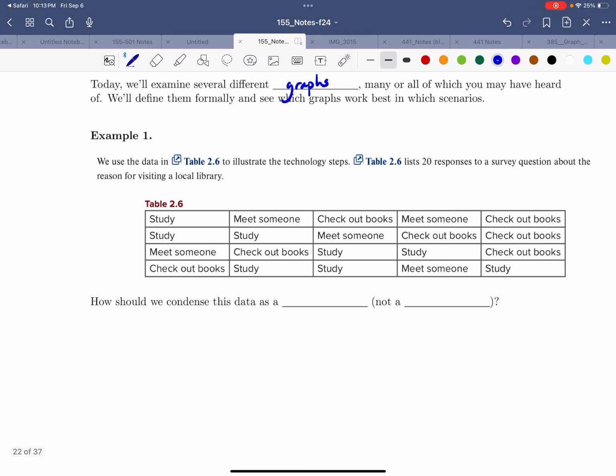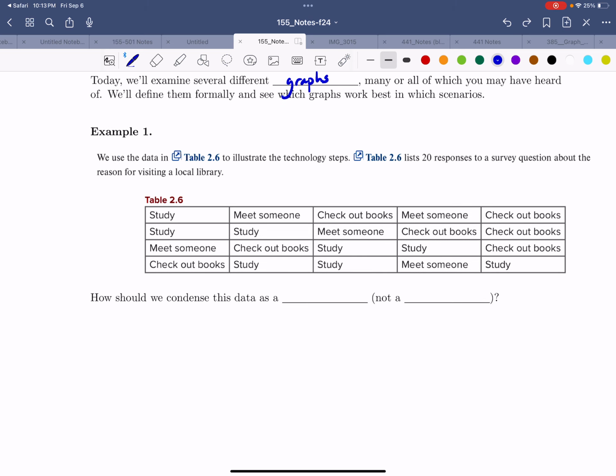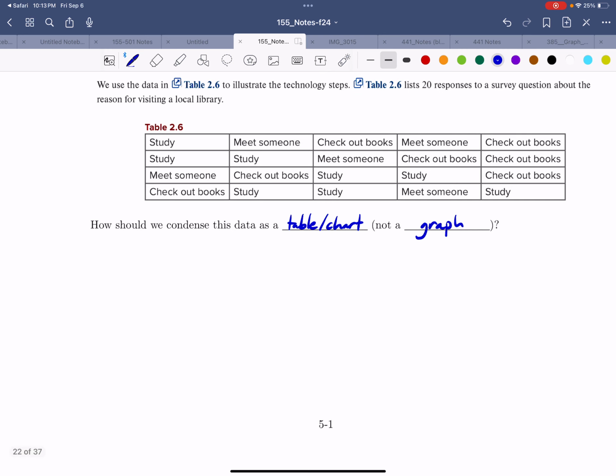But before we get to graphs, we're going to start with something even more basic, like a table or a chart. So for example, if you look at example 1 over here, consider this data. This is 20 responses to a survey question about the reason for visiting a local library. Take a look at that data for a sec. How could we condense this data as a table or a chart? I might use either word interchangeably. Not yet a graph. Pause the video. See if you can make a table or a chart of this.